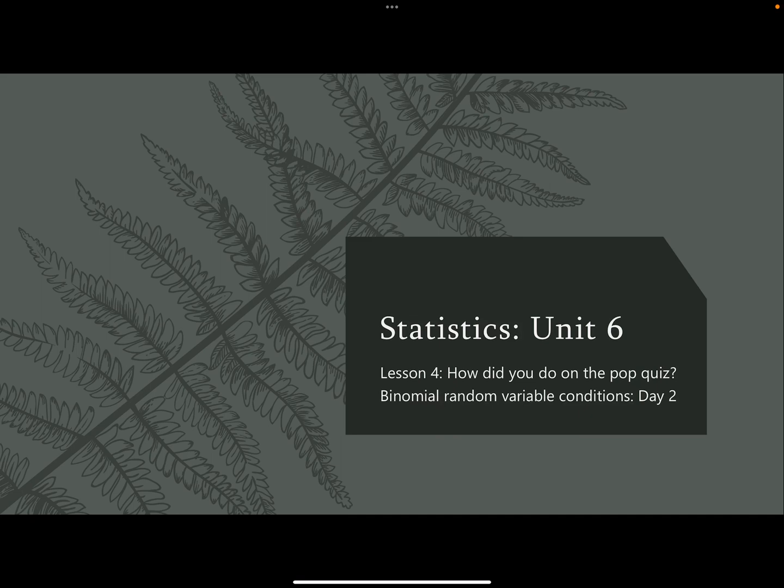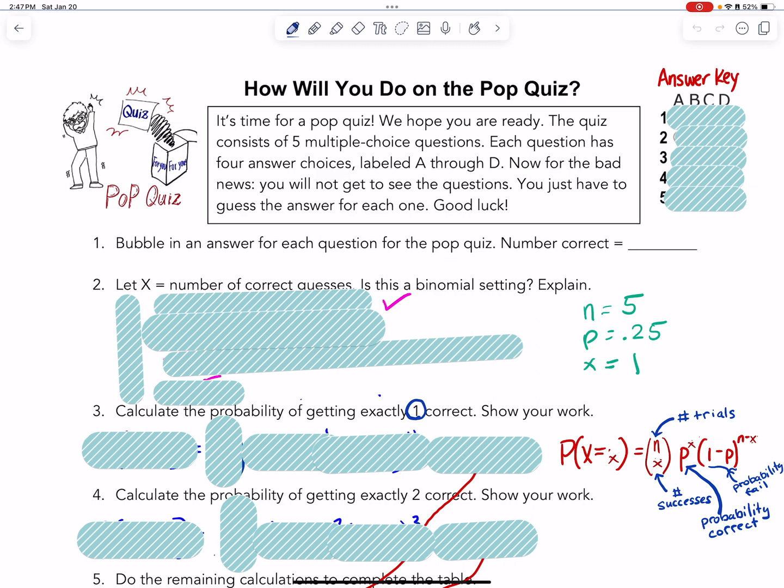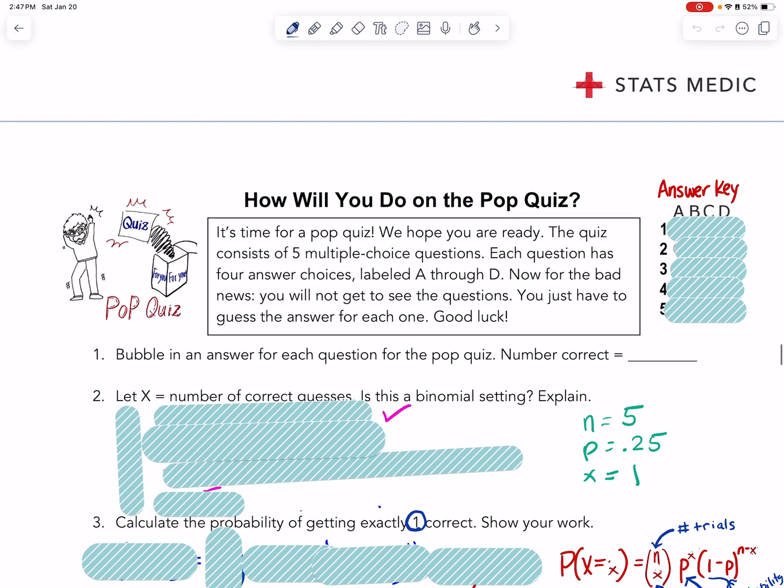This is lesson 4. How did you do on the pop quiz? We are discussing today binomial random variable conditions, and this is day 2 of binomial random variables. All right, so how did you do on the pop quiz?